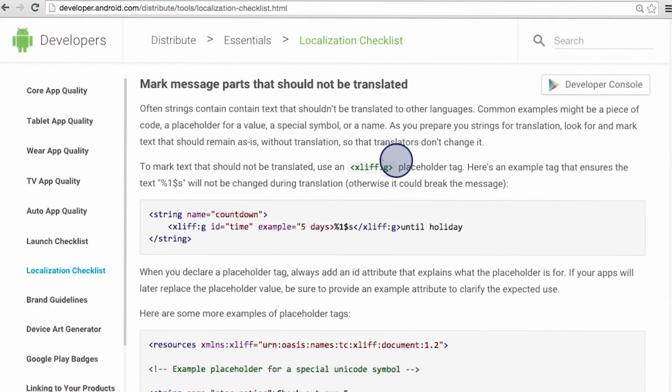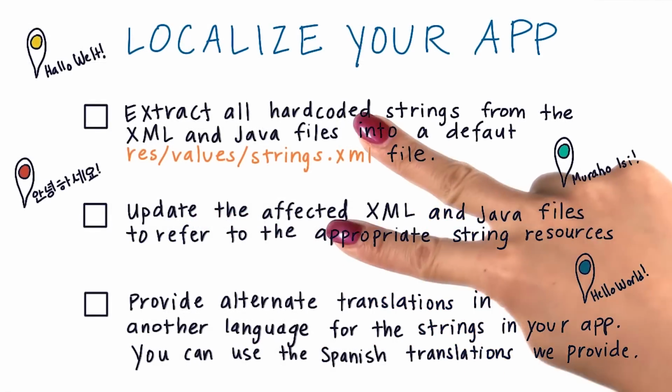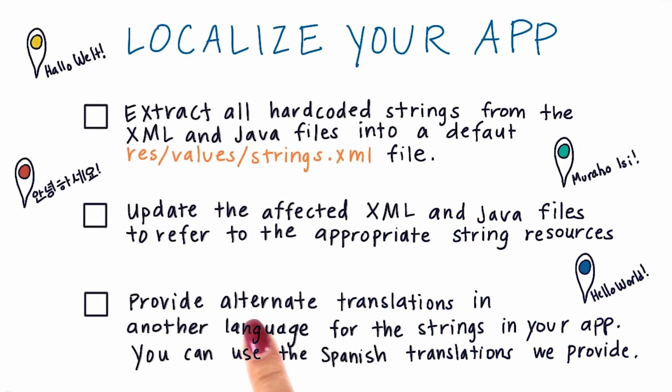If you want any more clarification on how to use the xliff tags, you can check the localization checklist, which is linked in the instructor notes below. So far we've covered these 2 steps, and now we're going to look at providing alternate translations in another language.